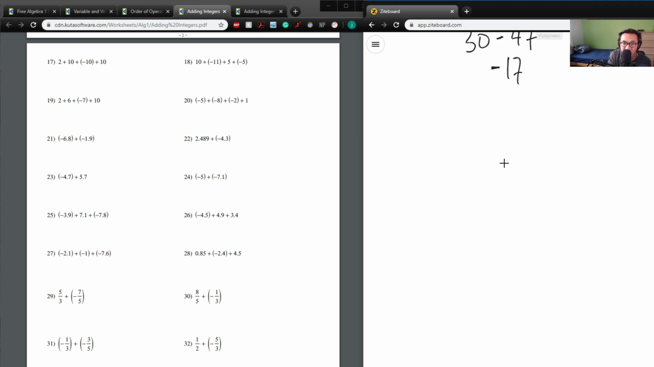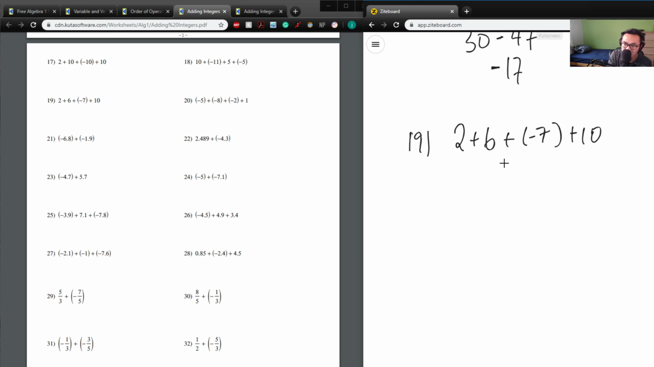So let's do 19 here. We have 2 plus 6 plus -7 plus 10. Again, we have to follow this rule of PEMDAS, right? These are all rules that always apply to these numbers as well. So this is adding and subtracting, so we're going from left to right.